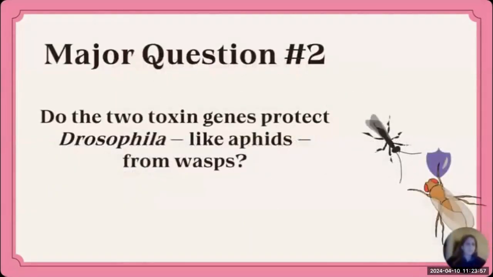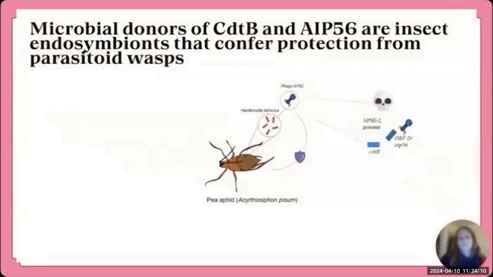Do these toxin genes protect Drosophila, like aphids, from parasitoid wasps? That's what I decided to look into. And what I decided to do was look at one specific Drosophila species. Like I mentioned, these two genes protect the aphids from parasitoid wasps, albeit in a kind of convoluted or complicated way, where they protect them because they're embedded in a secondary endosymbiotic genome, which is part of the endosymbiont, which is existing inside the cells of the pea aphid.